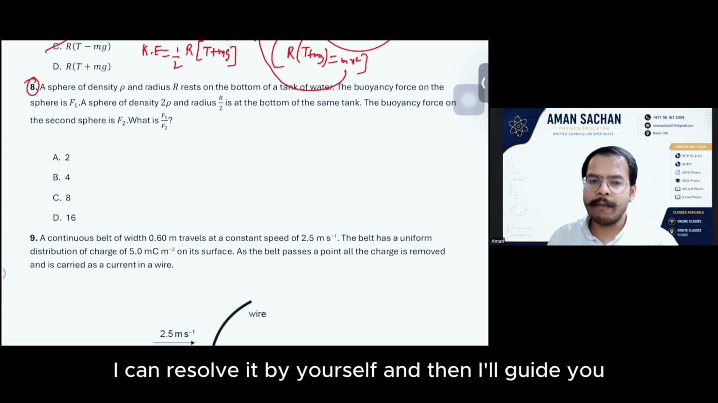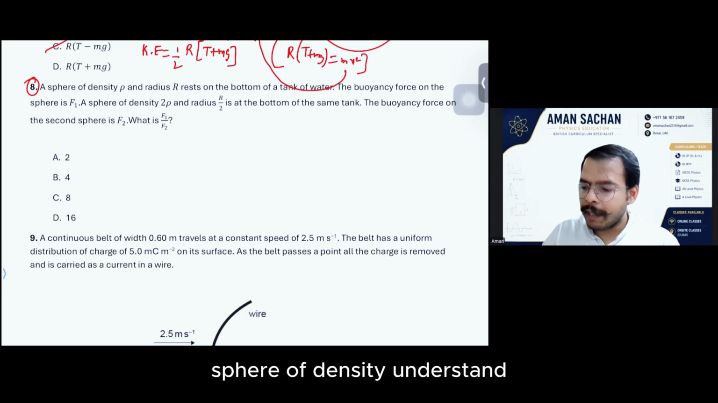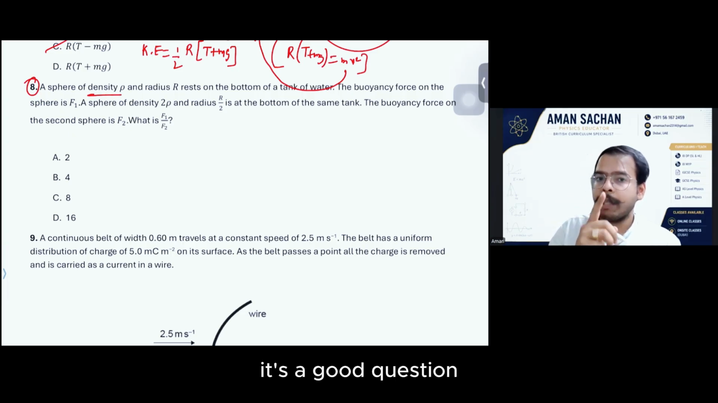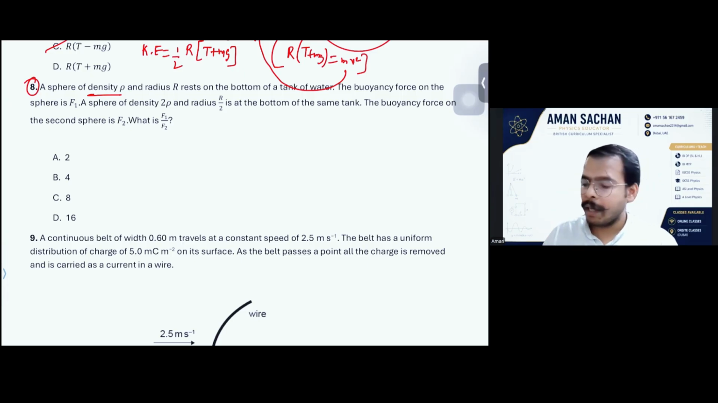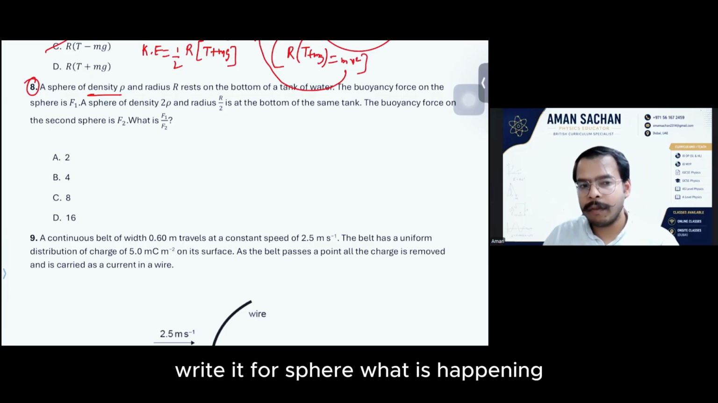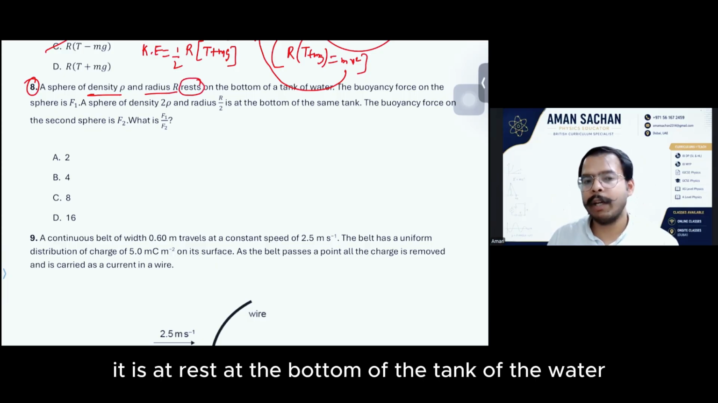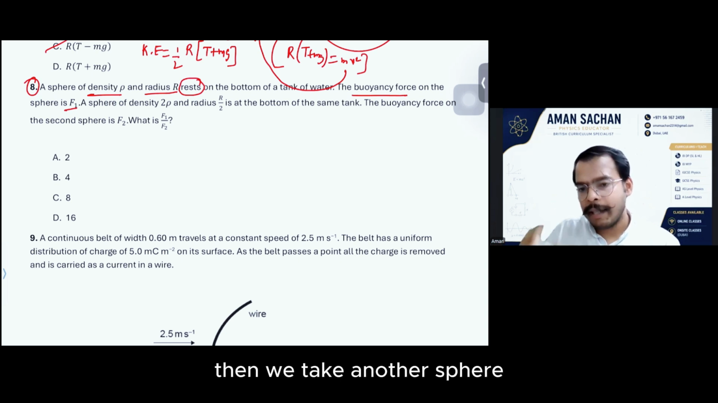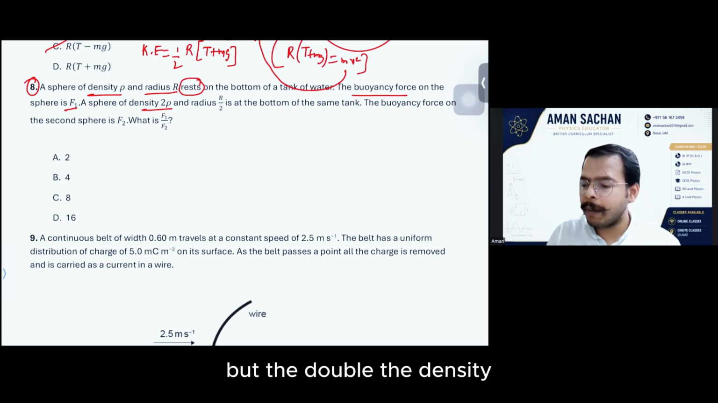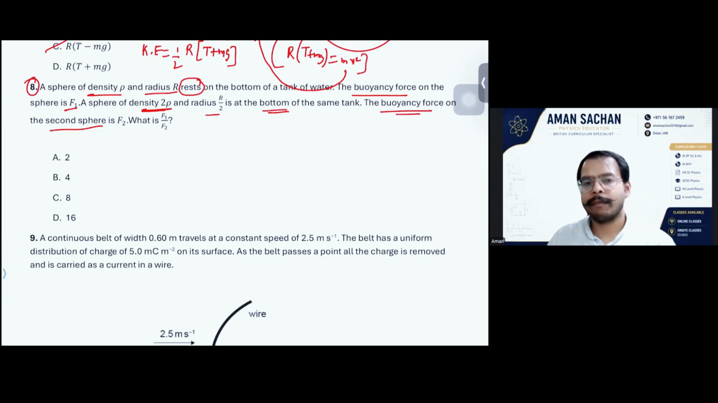Let us move on to the next question. Again, you solve it by yourself and then I'll guide you, okay? Look at this. Sphere of density. Understand, read the question properly. It's a good question. This is the density of the sphere. Its radius is r. It is at rest at the bottom of the tank of water. This buoyancy force is F1. Then we take another sphere but with double the density, half the radius. Again it is at the bottom. What is the buoyancy force on the second sphere?